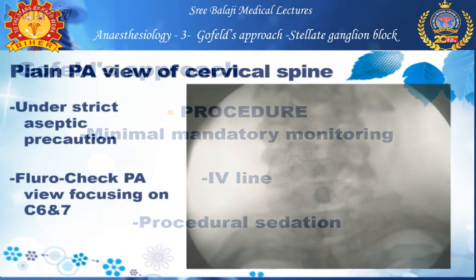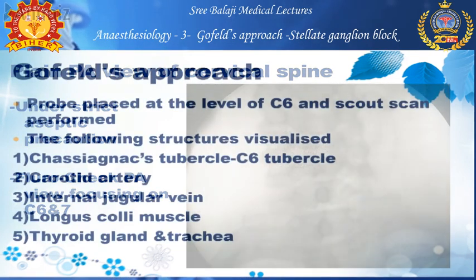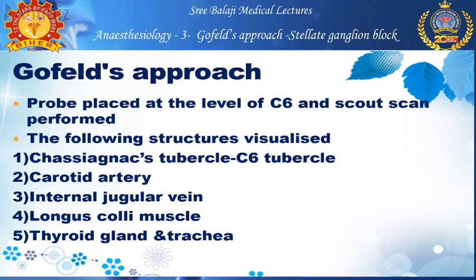After positioning the patient, a PA view of the cervical spine is obtained with the help of a C-arm and the patient is painted and draped. Now the ultrasound comes into play. The probe is placed in the neck at the level of C6 and a scout scan is performed, and we will visualize the following structures. Structure number 1 would be the C6 tubercle, the adjacent carotid artery, the internal jugular vein, the longus colli muscle, the thyroid gland and the trachea.